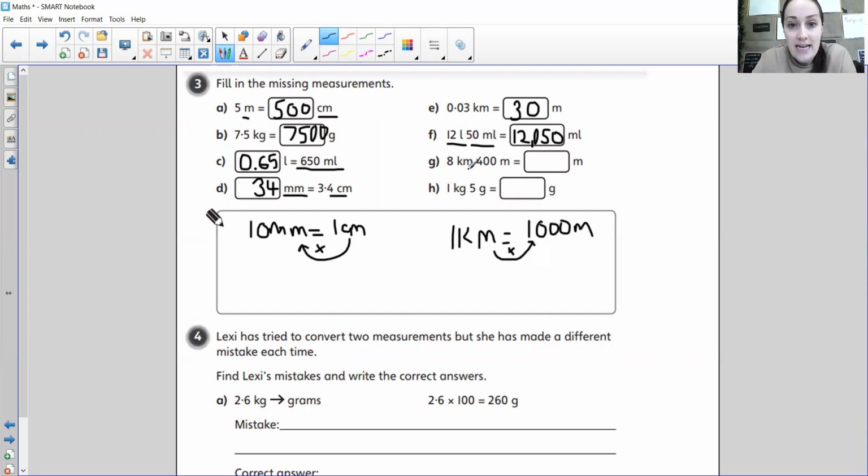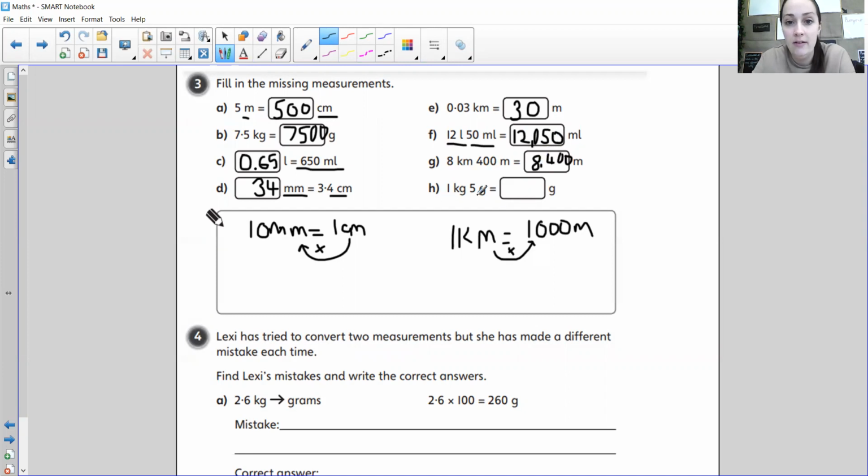Next one then. So I've got 8 kilometres and 400 metres. I'm turning it into metres. Well, I've got that 400 metres straight away then. And then I've got 8 kilometres. Well, kilo means 1,000. So there's 1,000 metres in a kilometre. So this is 8,400. Does that show 8,000? Yes, it does. So I can leave it there.